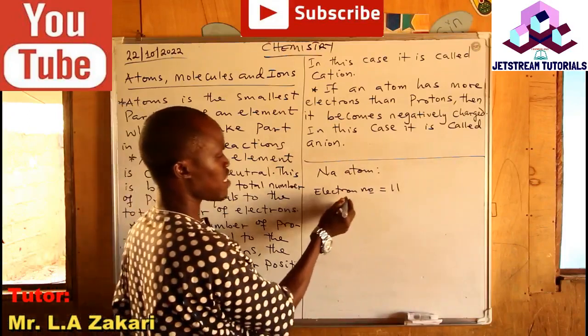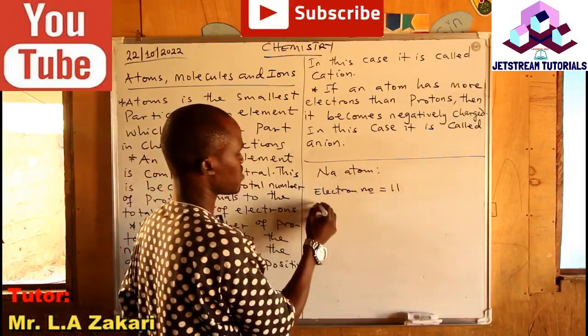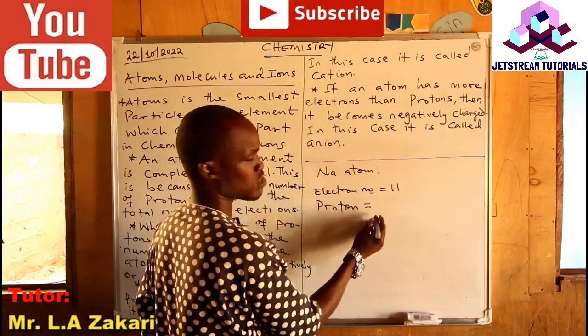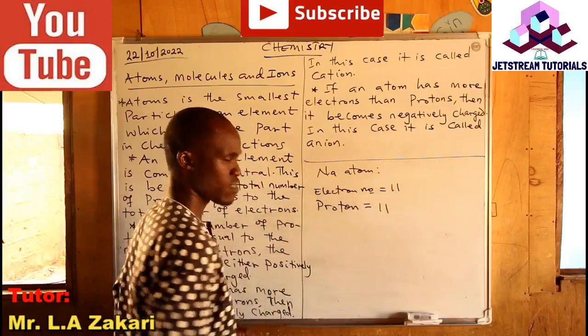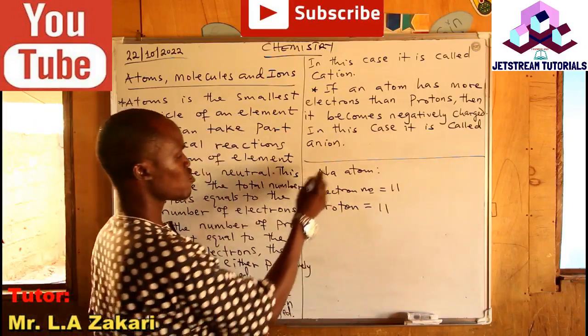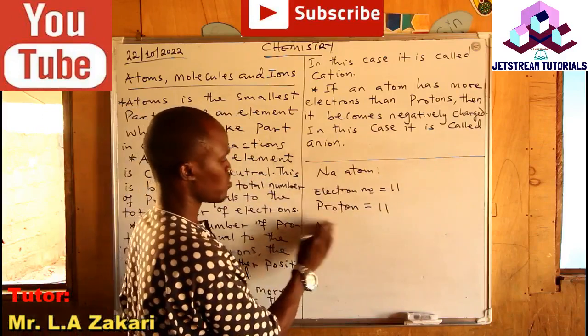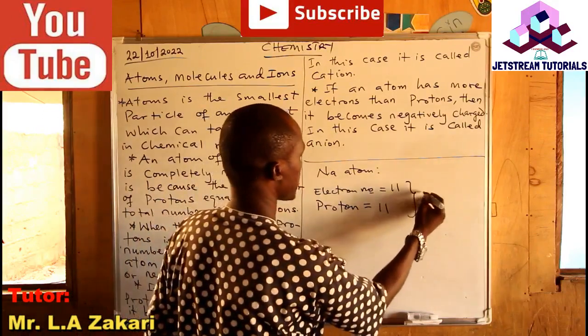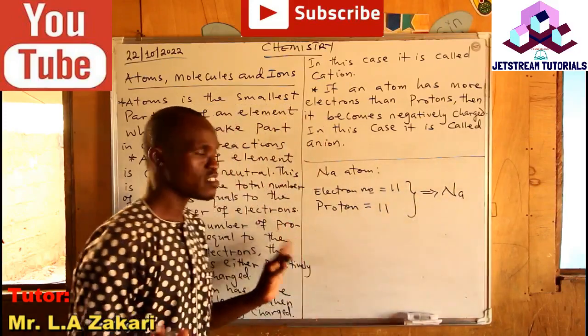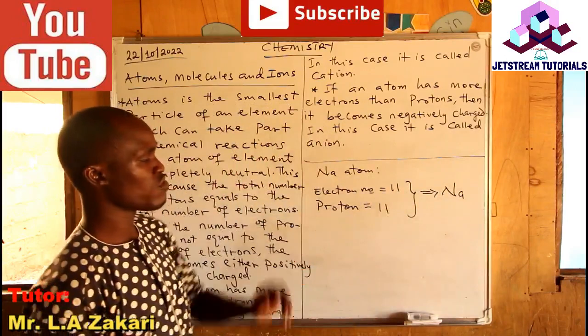So in this case, the electron number of the sodium atom is 11. Then the proton number is also what? 11. Are we together? So putting this together, you realize that the sodium atom is neutral. So we now write its form this way, Na, since the number of electrons equals the number of what?